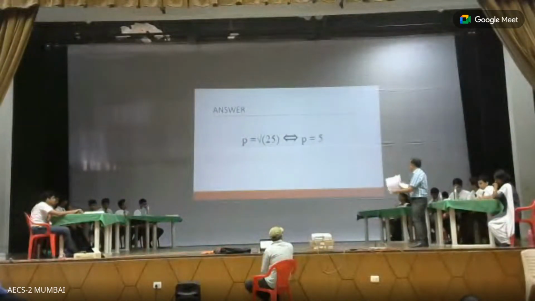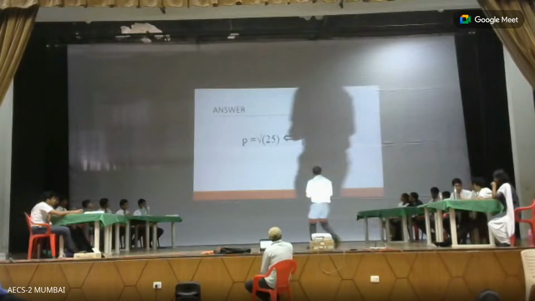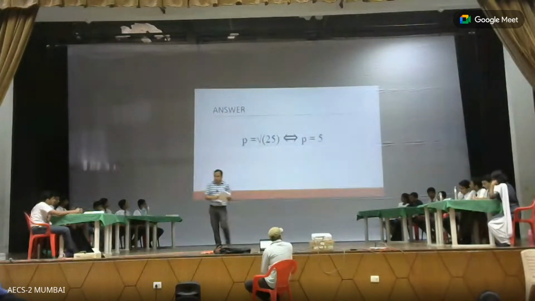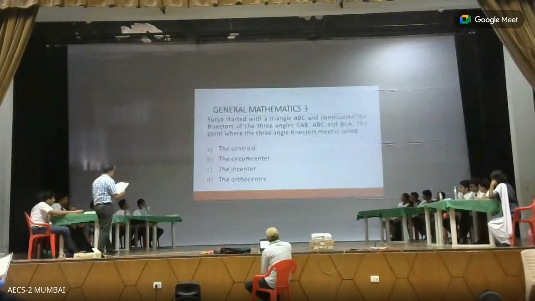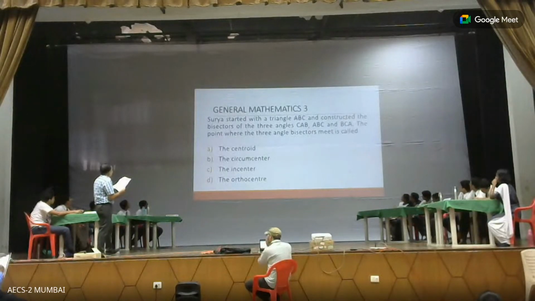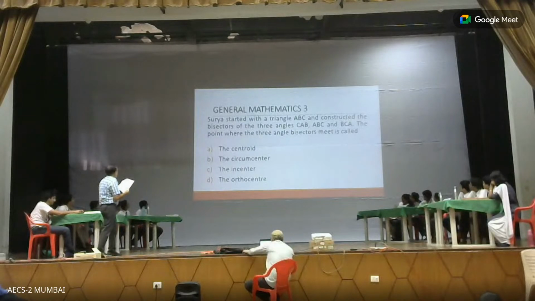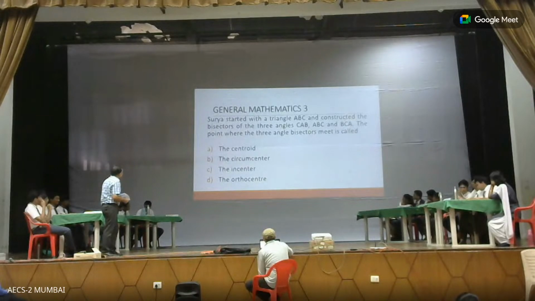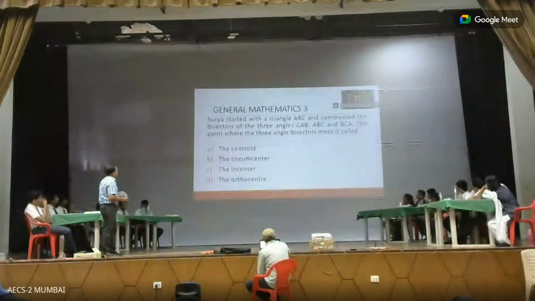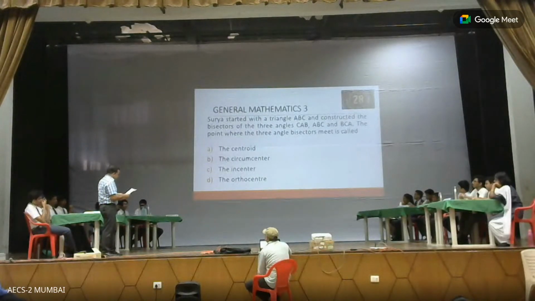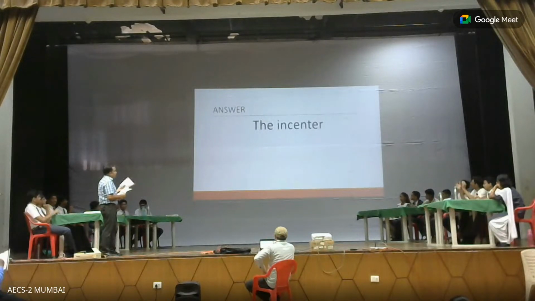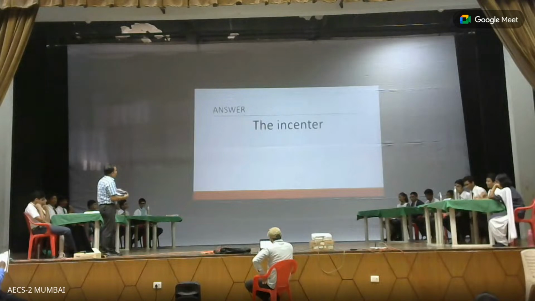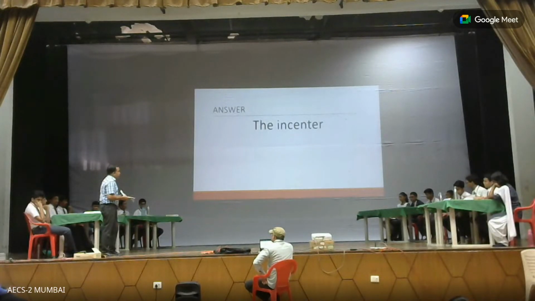Let's move towards the next question, which is for Shakuntala. Shakuntala team, are you ready? The next question is for you. Surya started with a triangle ABC and constructed the bisectors of three angles CAB, ABC and BCA. The point where the three angle bisectors meet is called: centroid, circumcenter, incenter, orthocenter. Option C, incenter, is the perfect answer. So plus 10 marks to team Shakuntala, and they are wonderful, very nice.